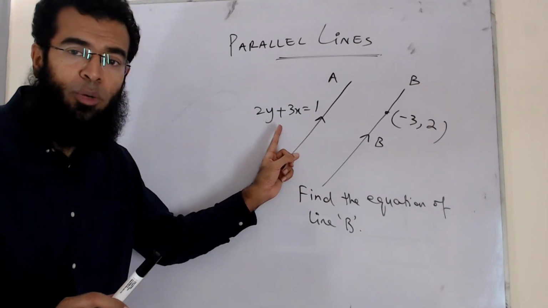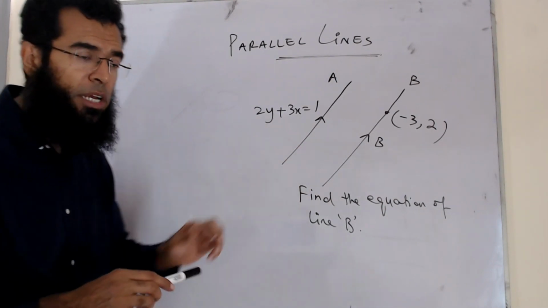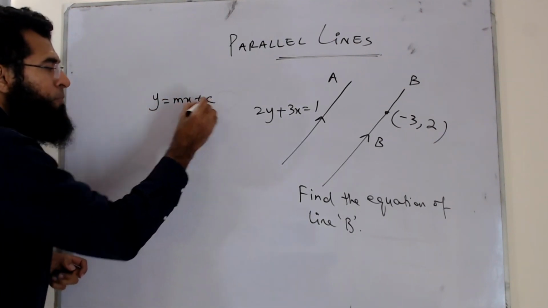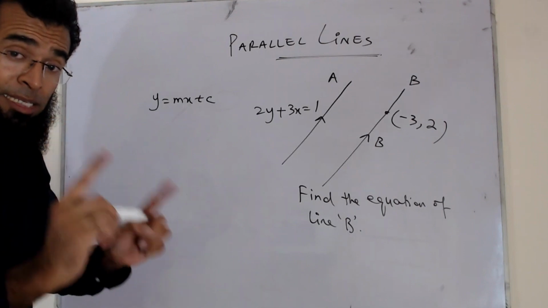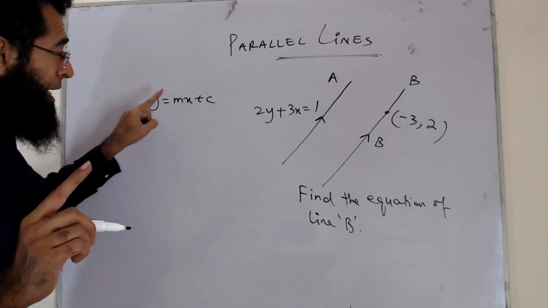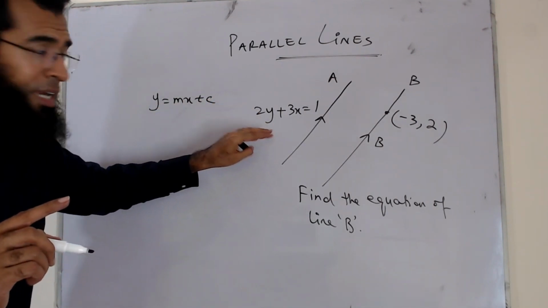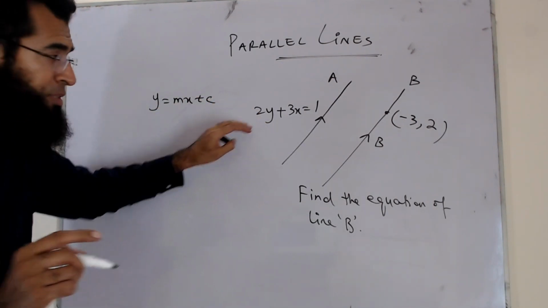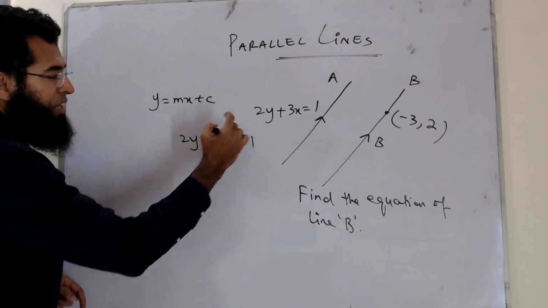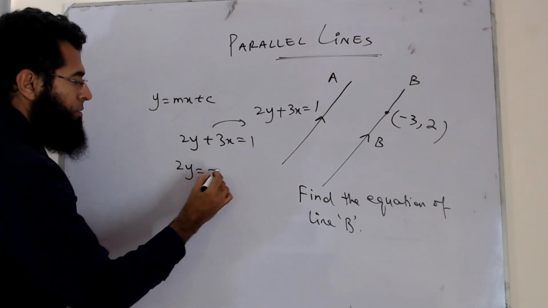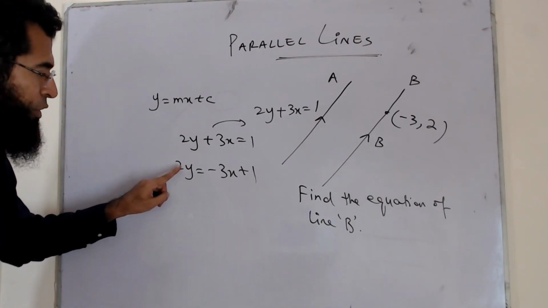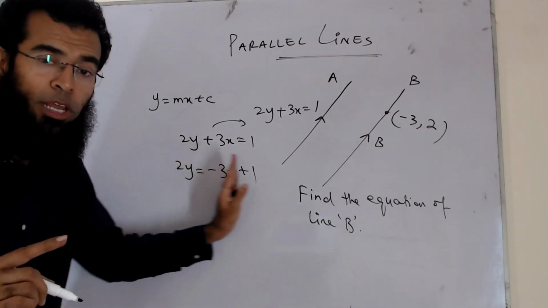So let's try to find the gradient of line A. First things first, we have to write this in the standard form, y is equal to mx plus c. Unless we make y the subject and the coefficient of y is 1, we cannot tell what the gradient of the line is, right? So let's try to make y the subject. Let's shift x to the other side, right? And we have to make the coefficient of y 1. So let's divide the whole equation by 2, right?